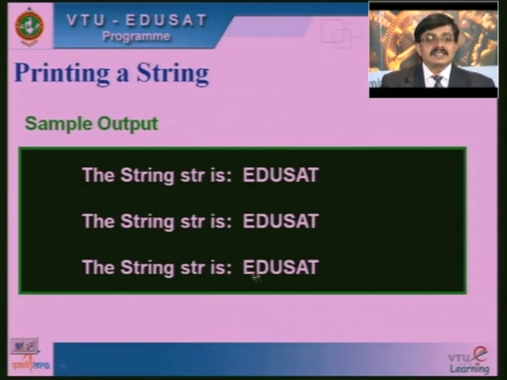And finally, the string str is "edusat". The last printf statement is printing the data, using character by character printing, with %c, one by one for each character of the string that you are going to print over there.